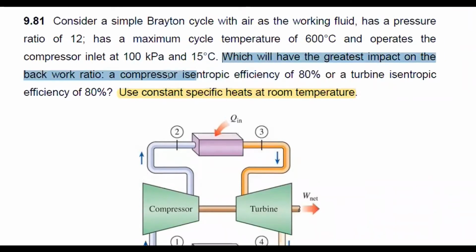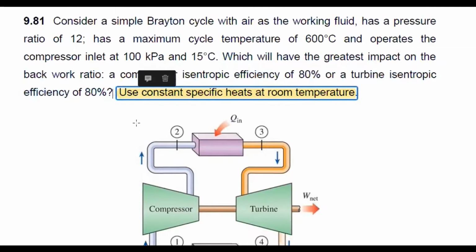Which will have the greatest impact on the backwork ratio, the compressor isentropic efficiency of 80 or a turbine isentropic efficiency of 80? Use constant specific heats at room temperature, okay? So once again, we can use those relationships for the isentropic transformations. We can use the K, you can use CP and CV. This makes our life so much easier, okay?